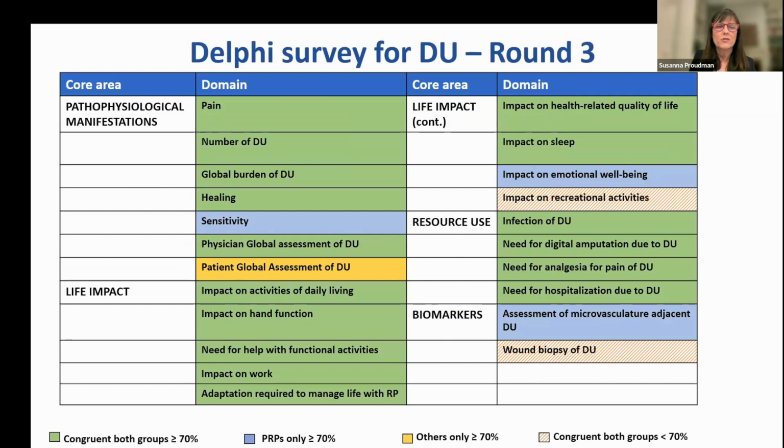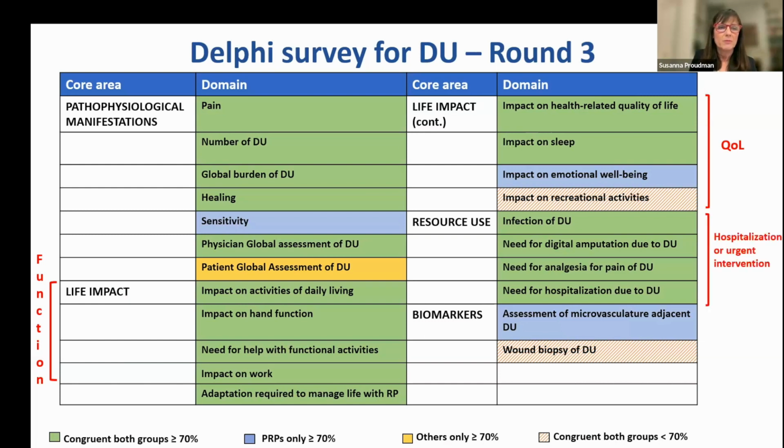And the domains for digital ulcers are listed on this slide. In green, 70% or more in each stakeholder group scored the item 7 or more and should be included in the core set. For pathophysiological manifestations, this included symptoms of digital ulcers, healing and physician global assessment. And for life impact, again, a number of items which could be grouped under a single domain of function, as well as adaptation required to manage life with Raynaud's phenomenon and impact on health-related quality of life.